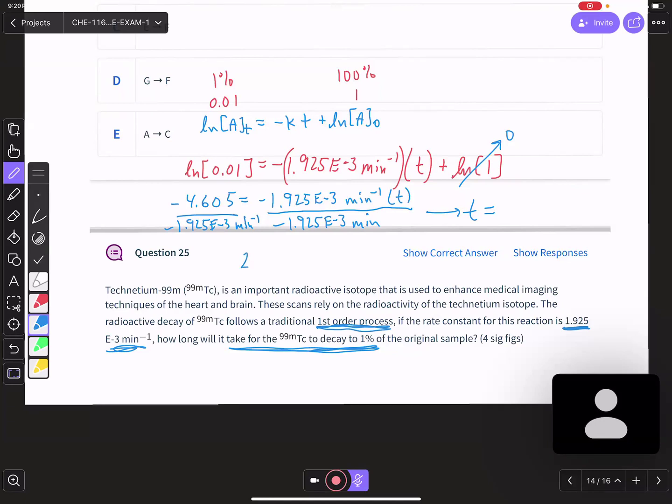I get something like 2,392 minutes. Again, pay attention, it's asking for 4 sig figs, so I would just say 2.392 e to the 3 minutes, keeping it in minutes. And I apologize, I was doing blue on top of blue there, not really the easiest to see.